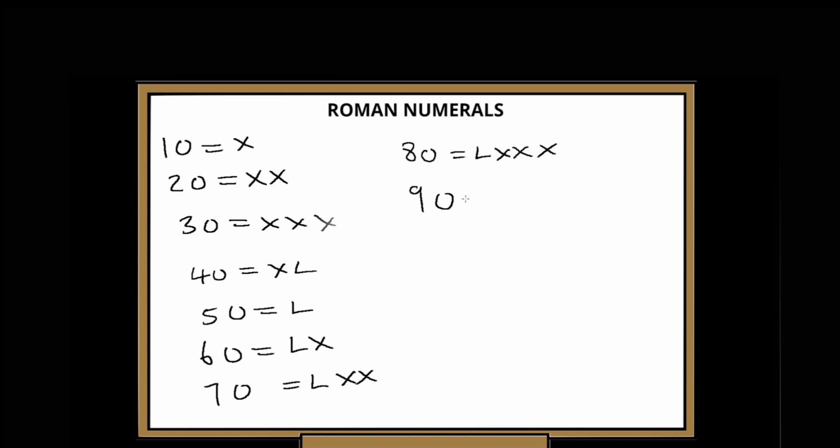90 equals XC, and 100 equals C. Same for 90. Since X is a small number and it comes before a larger number, which is C, and we know that our C here represents 100 and X represents 10. So we'll say 100 minus 10 equals 90.